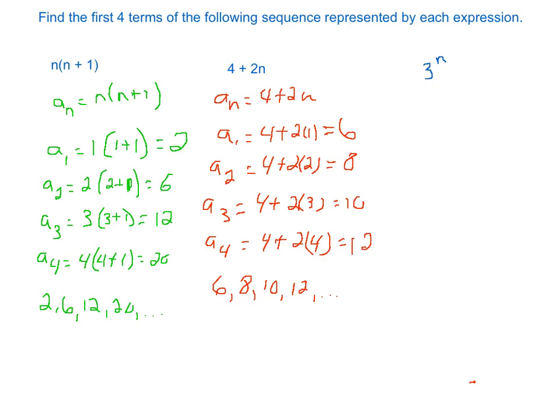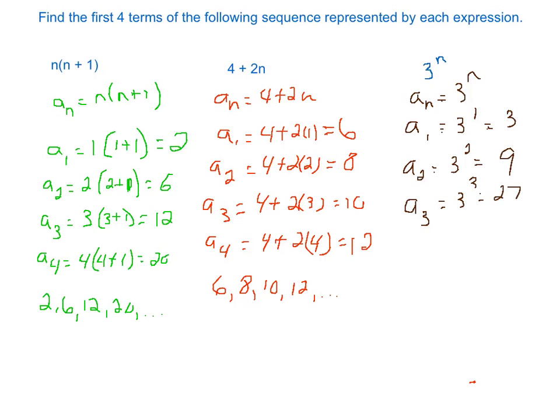Alright, for this last one, a sub n is 3 to the n. So we want to find the first term, 3 to the first power. Well, that's 3. We want to find the second term, 3 to the second power. That's 9. Third term, 3 to the third. That's 27. And then a sub 4 would be 3 to the fourth, which is 81. So our first four terms are 3, 9, 27, 81, dot, dot, dot.